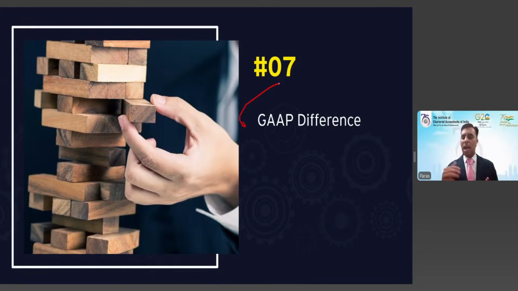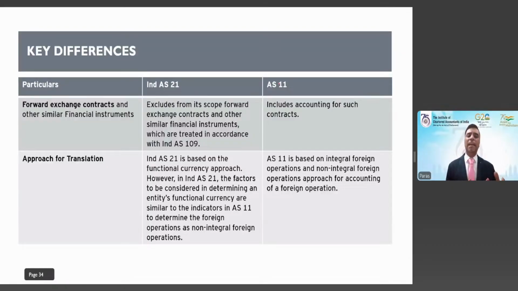So what I am going to do is discuss the key differences between AS 11 and Ind AS 21. Right? So the first difference is regarding the forward exchange contract. I told you when I began this standard that derivative transactions are outside the scope of Ind AS 21. Why? Because we have a separate standard in Ind AS, which is Ind AS 109, which deals with such kind of transactions. But in the AS era, there is no financial instrument chapter. There is no Ind AS 32 or 109 which talks about such transactions, and hence forward contracts are included in AS 11 itself.